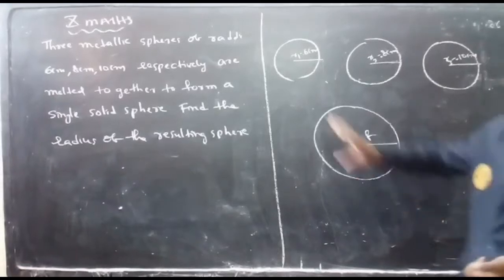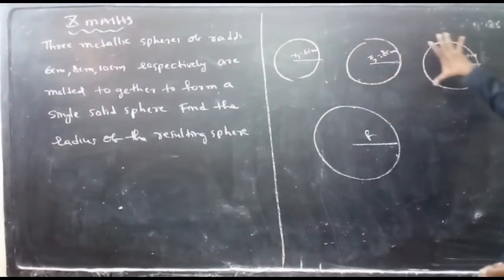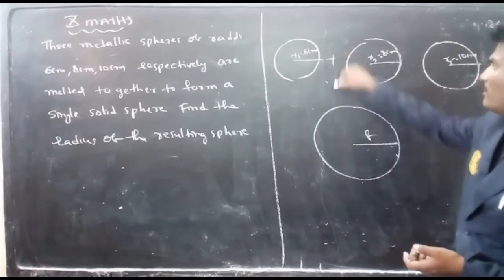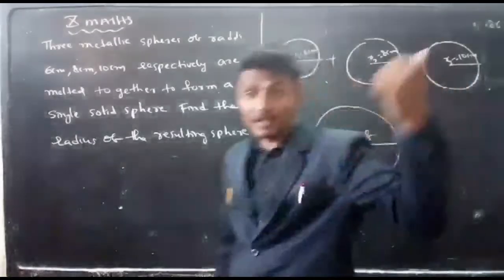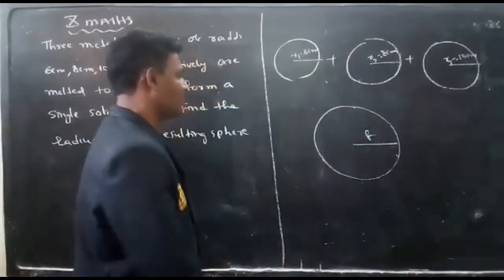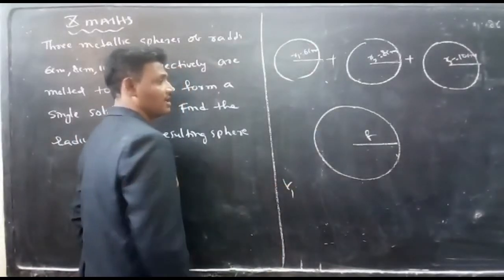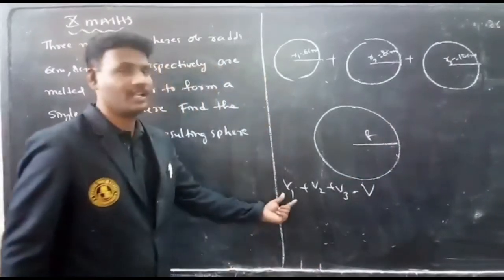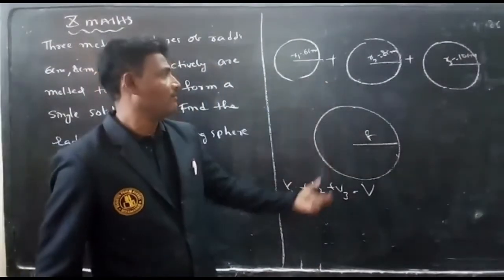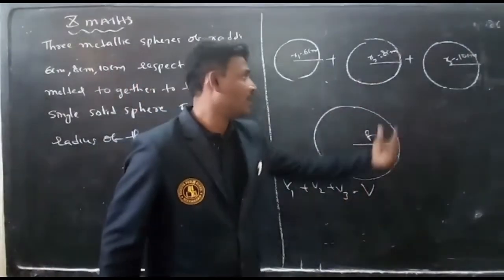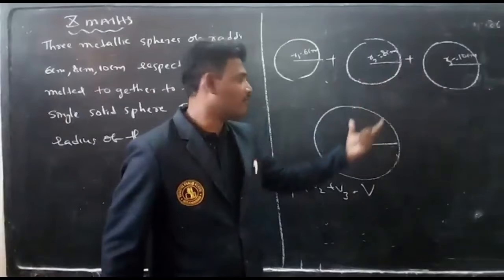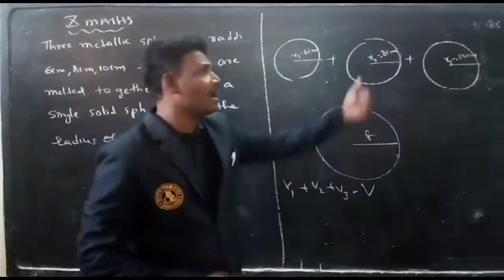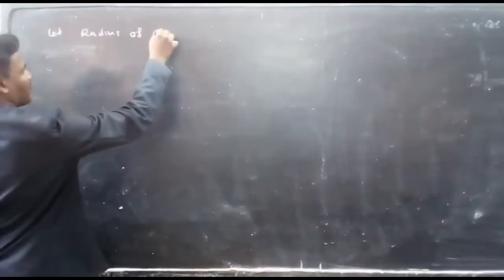Here what is the conversion? The conversion is that 3 spheres are melted and recast into a largest sphere. So the volume of the first sphere plus the second plus the third is equal to the volume of the largest sphere. So what can we write here? V1 plus V2 plus V3 is equal to V. V1 is the volume of the first sphere, V2 is the second sphere, V3 is the third sphere, and capital V means the volume of the largest sphere. Now you have to find the radius of the resulting sphere.